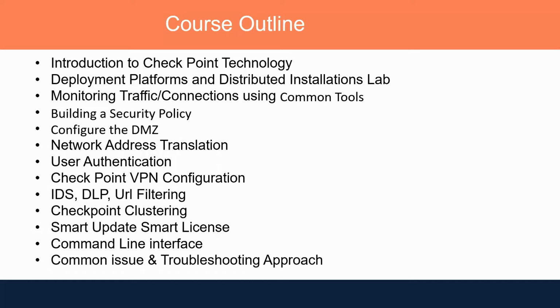Then we will configure a DMZ environment. A DMZ is a segregated environment which is accessible from the internet as well. We will configure it and publish some application servers there. After this, we will do NAT configuration. All kinds of NAT supported in Checkpoint, for example, hide, static, and manual NAT, we will cover here.